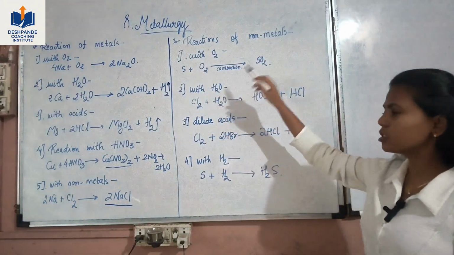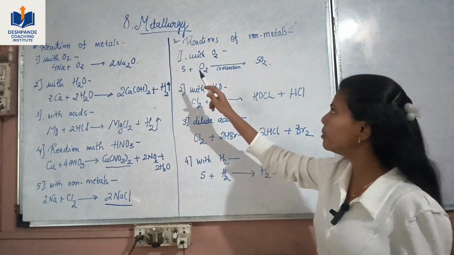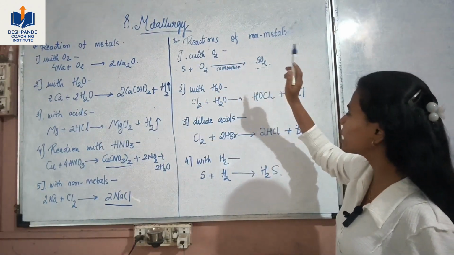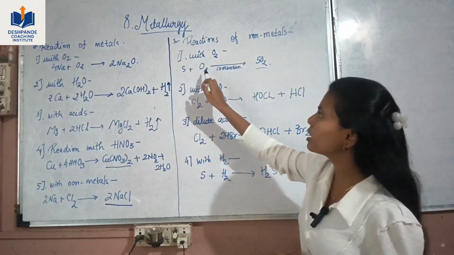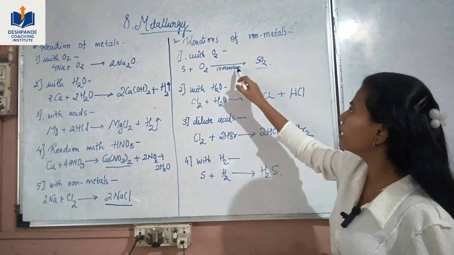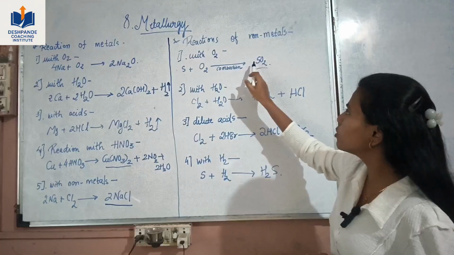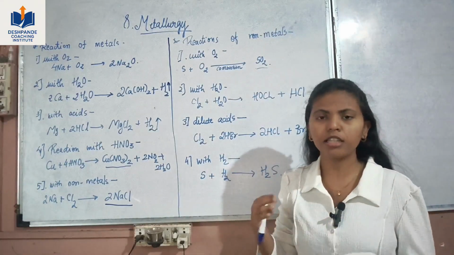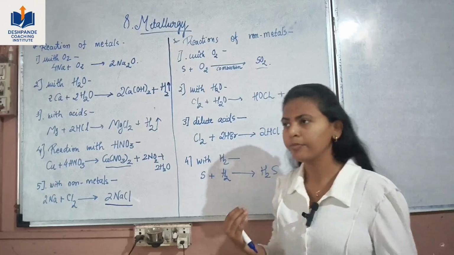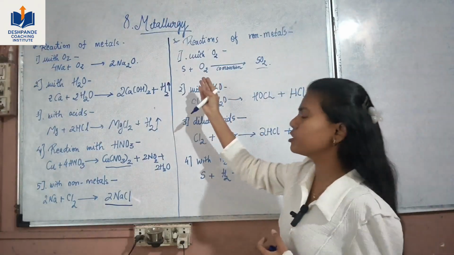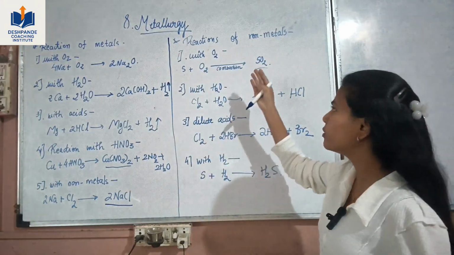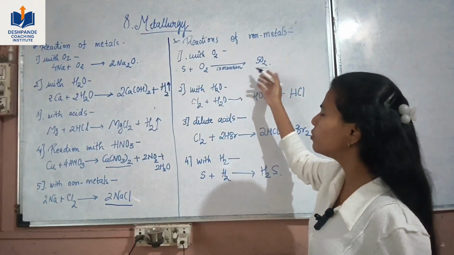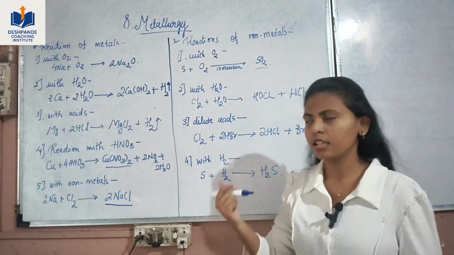Then coming to the reactions of non-metals. So non-metals react first with oxygen to form their respective dioxides. So sulfur reacts with oxygen and it undergoes combustion to form sulfur dioxide. In the same way, nitrogen reacts with oxygen, it forms nitrogen dioxide. Carbon reacts with oxygen and in combustion it forms carbon dioxide. So non-metals react with oxygen to form their respective dioxides.